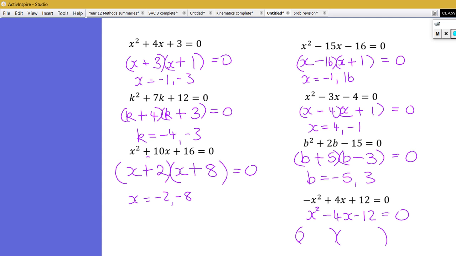It ends in a negative. I need two numbers where the difference between them is 4. So two numbers that multiply to be 12. Difference between them is 4. It's 6 and 2. The first sign is a negative, so the bigger number will be negative. So x must equal 6 and -2.